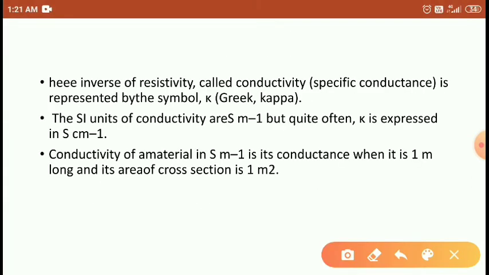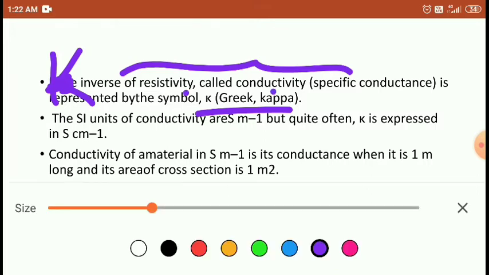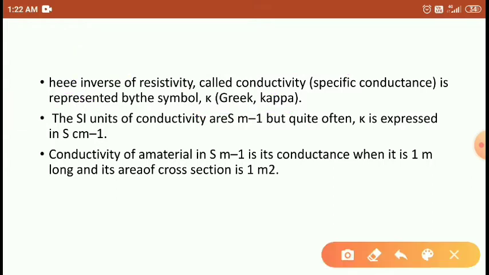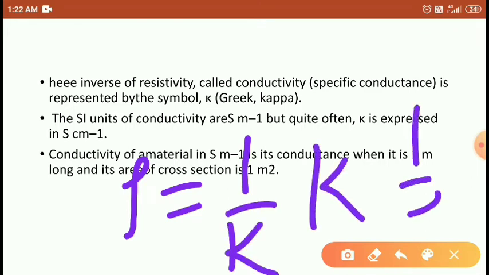The inverse of resistivity is called conductivity or specific conductance, denoted by kappa. So kappa means the inverse of resistivity, or conductivity. Like this, students, resistivity is the inverse of conductivity, or conductivity is the inverse of resistivity.